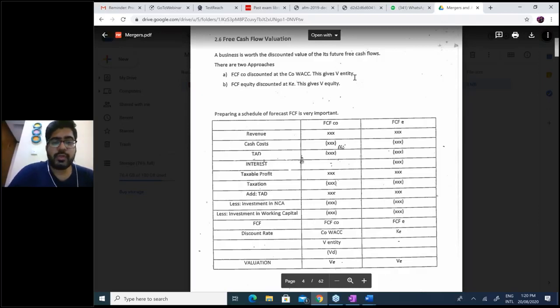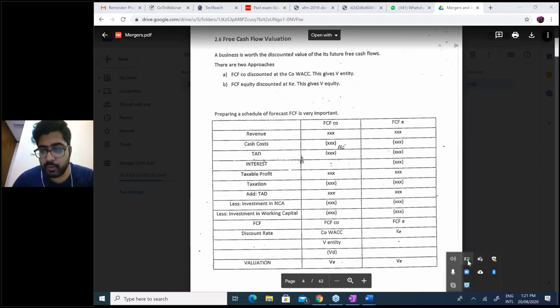Okay. So you need to record the future revenues. You need to record the future cash costs. You need to record the future depreciations. Then take interest in FCF to equity, but not in FCF to company.